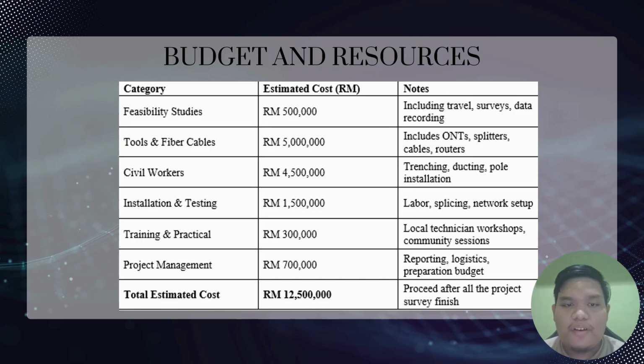We have allocated around 5 million to the tools and fibre cables to buy all the equipment, including ONTs, splitters and cable routers. As for the civil works, we have allocated around 4.5 million for the trenching, ducting and pole installation. I think that's all for me.